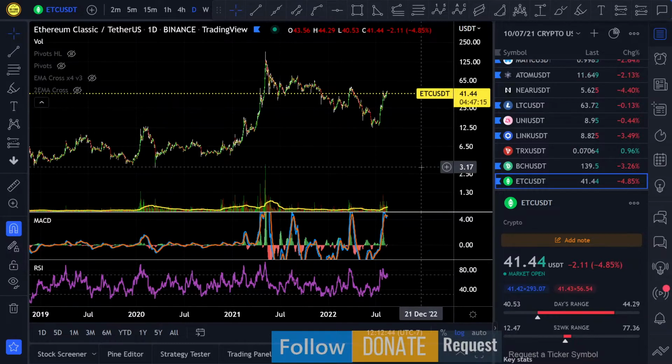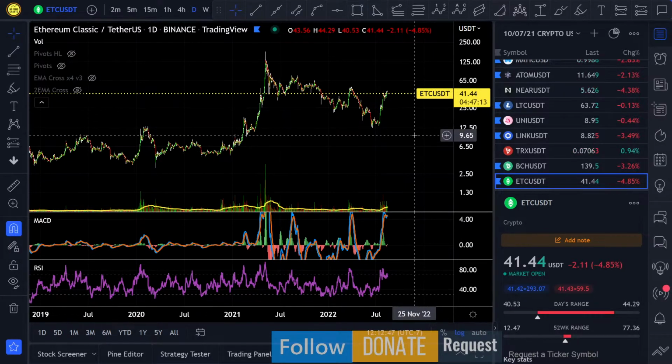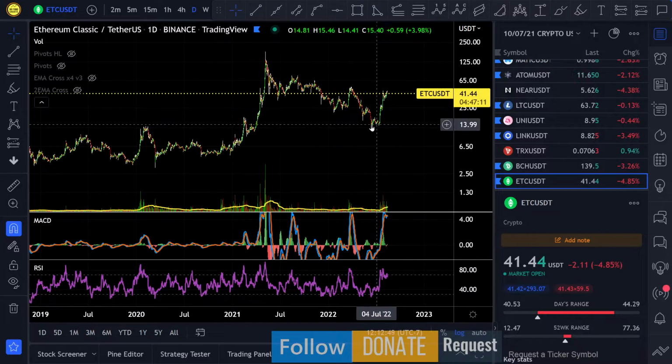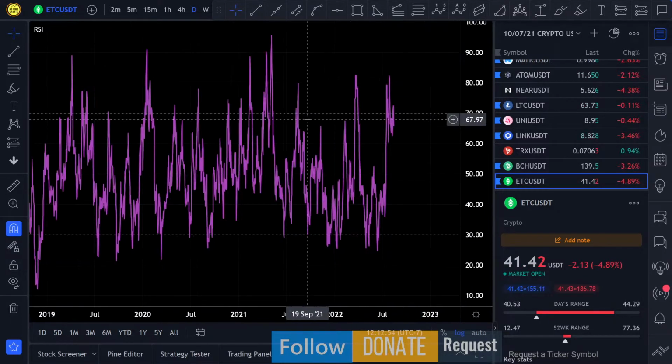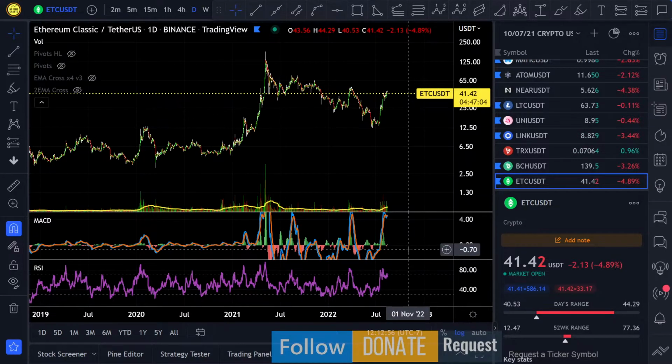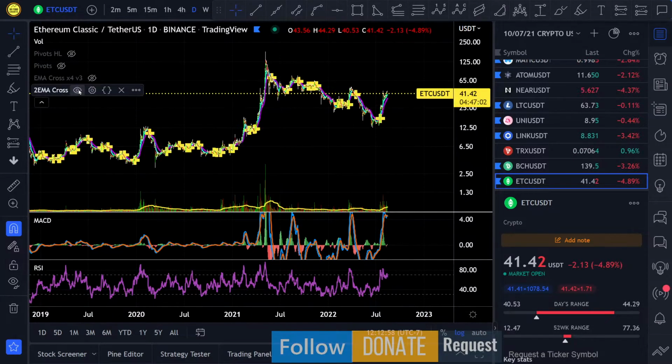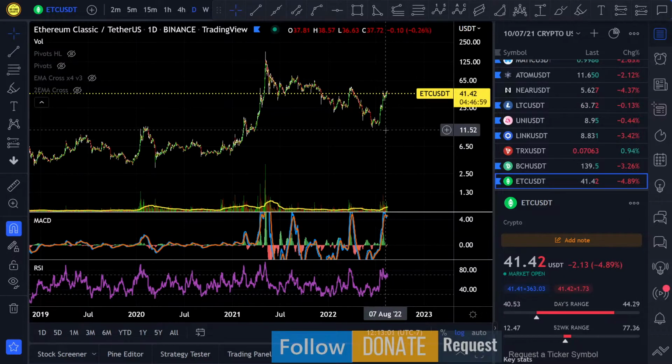Set alerts. If you have a Pro Premium account, you can set alerts, like on Ethereum Classic, at this low. You could set an alert on the RSI, or on the MACD, or on the price, or on the EMA, which is a little harder, but you could set your alerts.